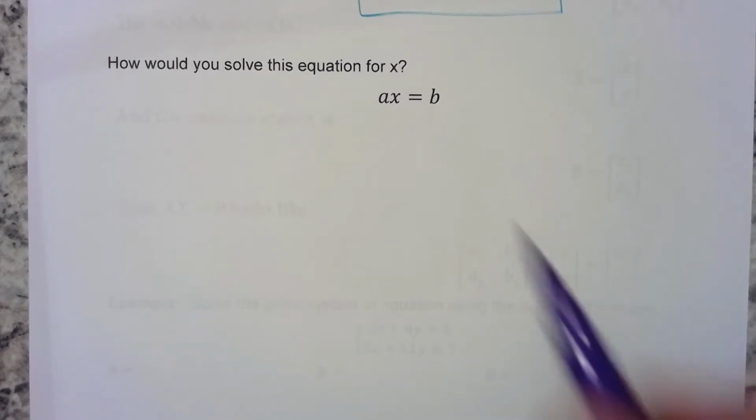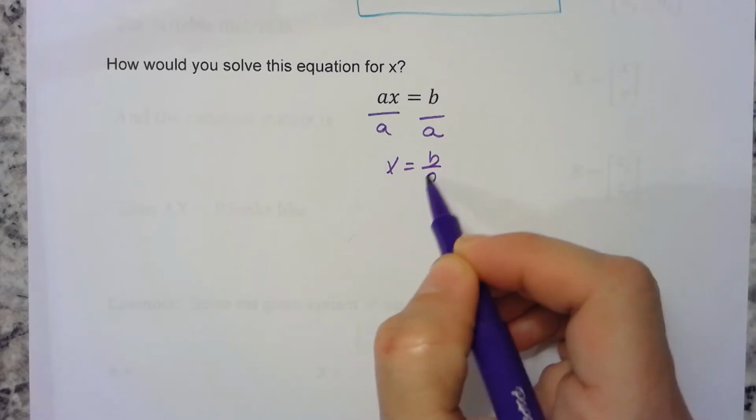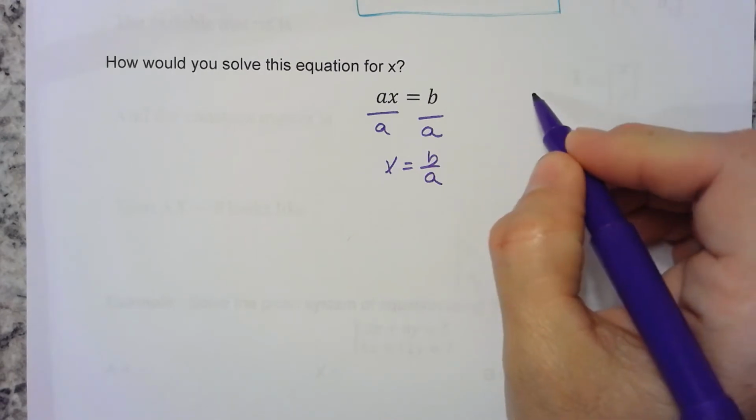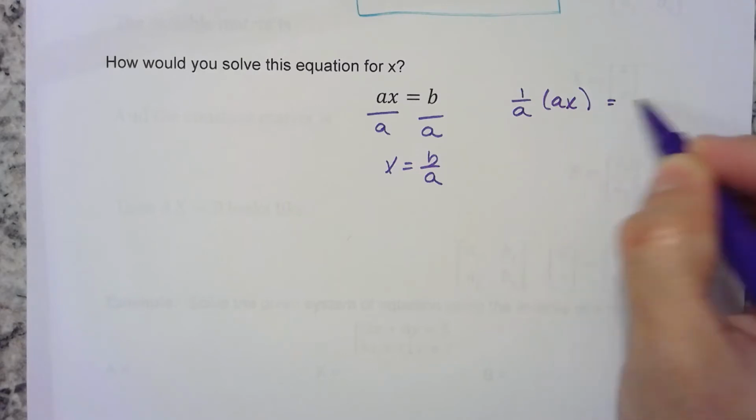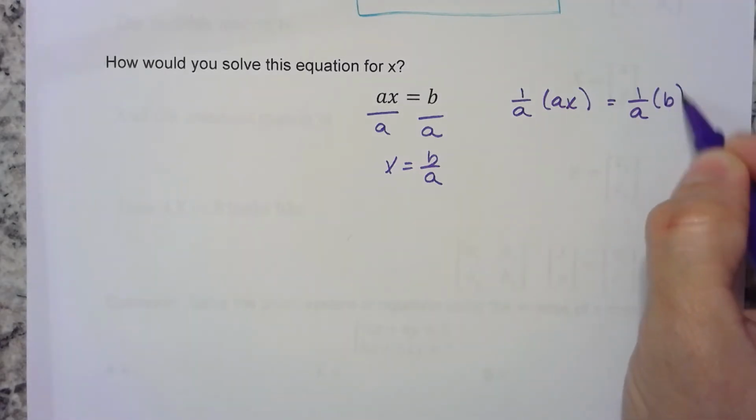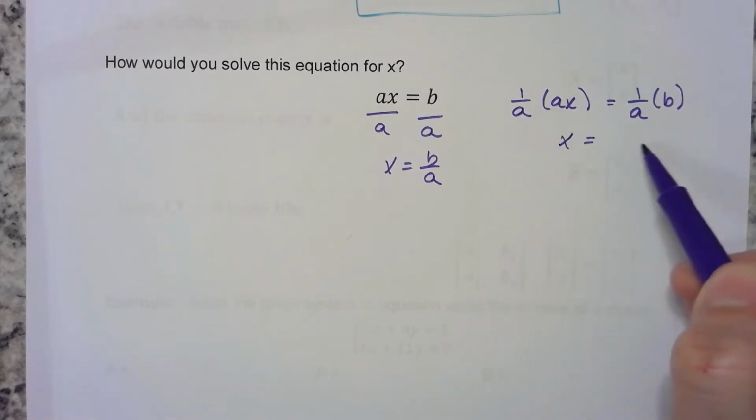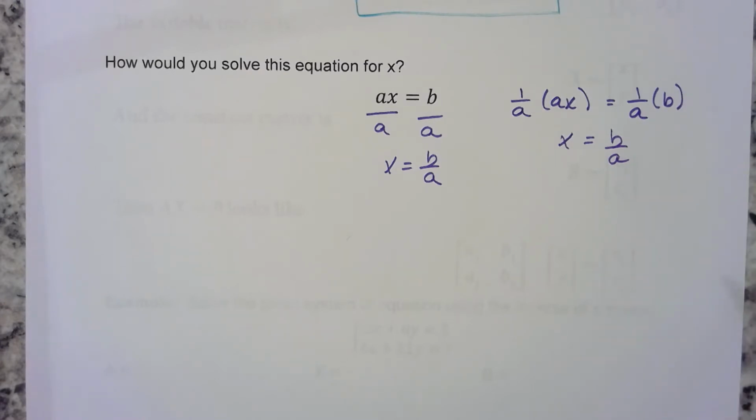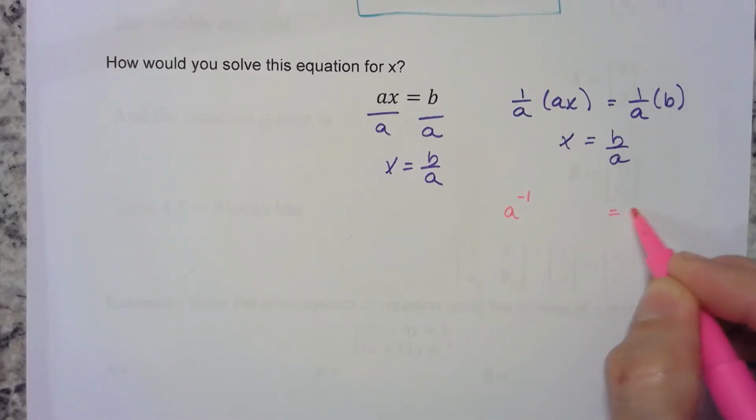Of course you would divide both sides by a, right? And you would get x is equal to b over a. Is this the same thing as multiplying both sides by 1 over a? These a's cancel, leaving you with x, right? That multiplies out, giving you b over a. Okay, so next question. Isn't 1 over a the same thing as a to the negative 1?